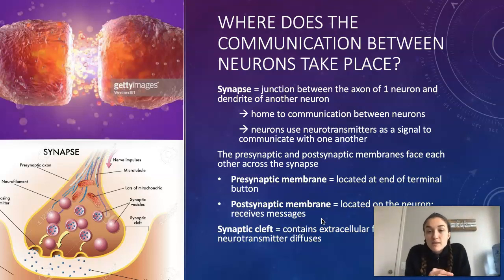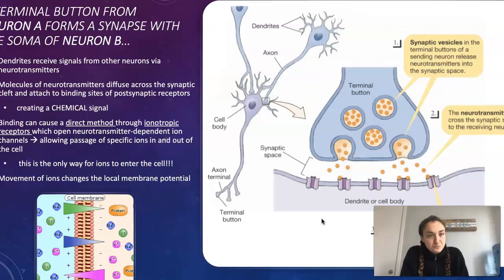Neurons use neurotransmitters as a signal to communicate with one another there. The presynaptic and postsynaptic membranes face each other across the synapse. And then the synaptic cleft contains the extracellular fluid that the neurotransmitter diffuses in. So we've got to remember these little areas. The synapse is shown in the picture right there. Okay, so we're going to keep going.